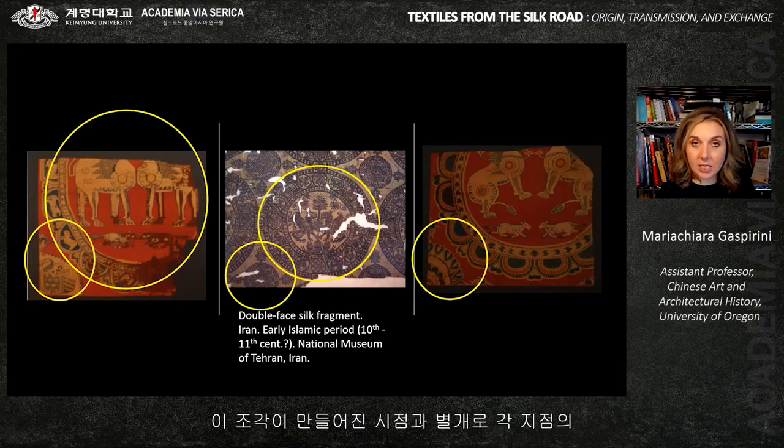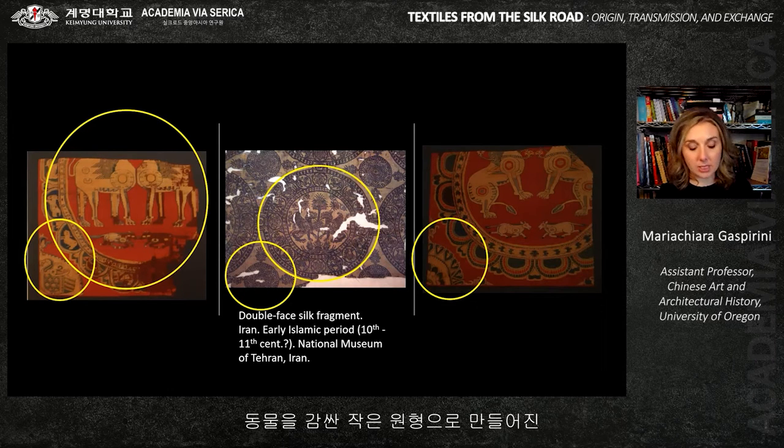Independently from the date of this fragment in Tehran, it seems clear that such compositions with the central roundels made of small roundels including animals, and secondary medallions with this extra motif at cardinal points, were known between Iran and Tibet.